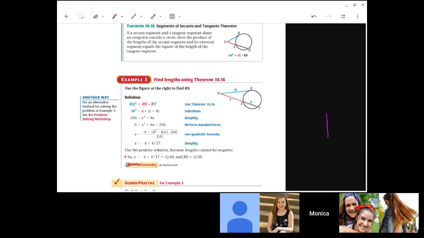So this one, your tangent doesn't have like an inside part that you would have to add together to get the whole thing. It just has the outside part. So really it's still the outside part times the whole thing, because the outside part would be this part and the whole thing would also be this part. Does that make sense? So that's why it's the tangent squared.